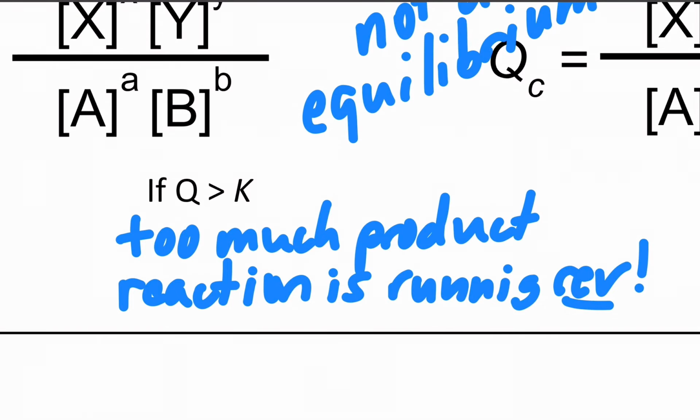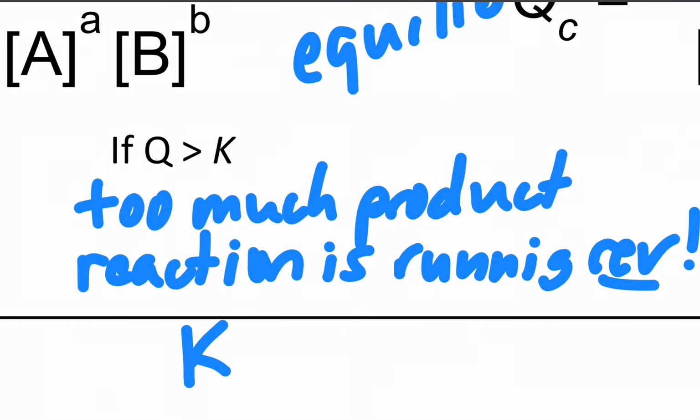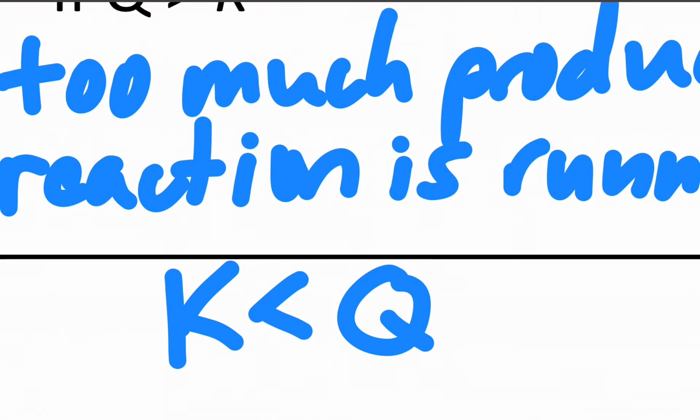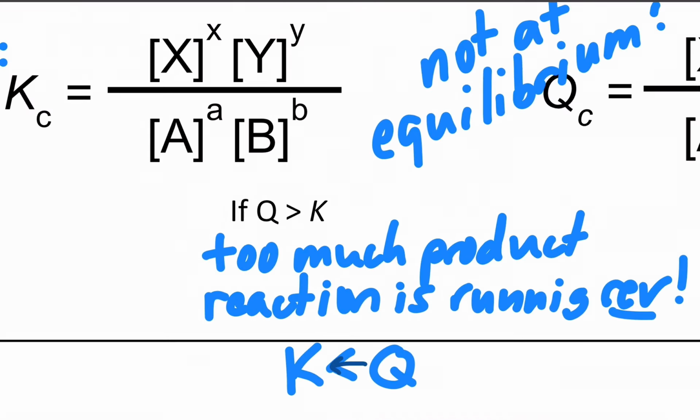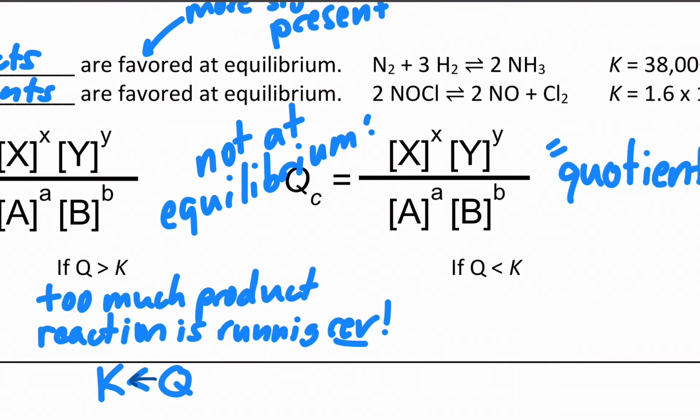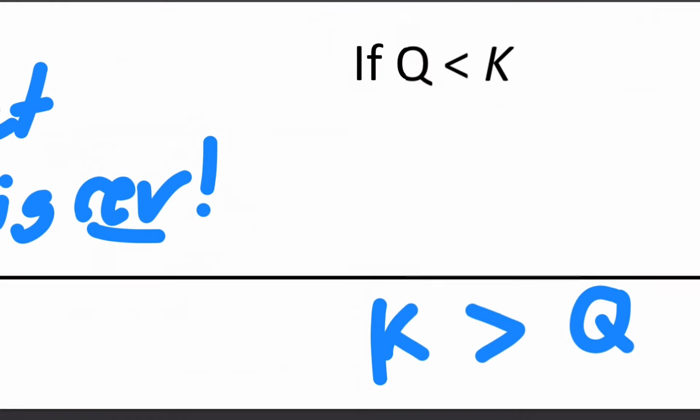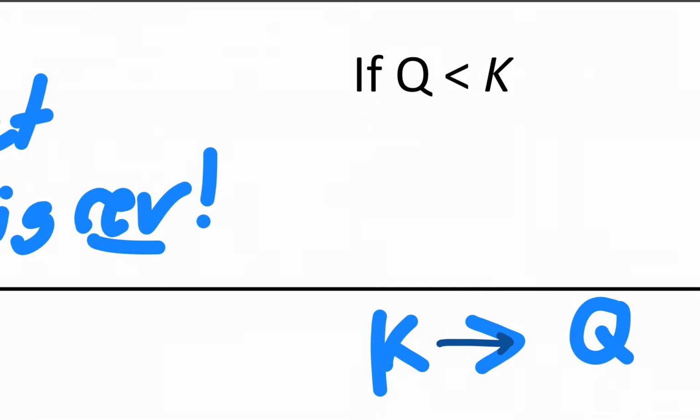To reach equilibrium. You can actually remember this a little more easily if you simply write K first and compare it with Q. If K is less than Q, you can think of this as a little arrow pointing to the left, and that reminds me the reaction is running in reverse. It's going backwards. We can actually use that trick for the last thing to write down for today. If Q is less than K, aka K is greater than Q, use that greater than sign as an arrowhead. That means the reaction is running forward.